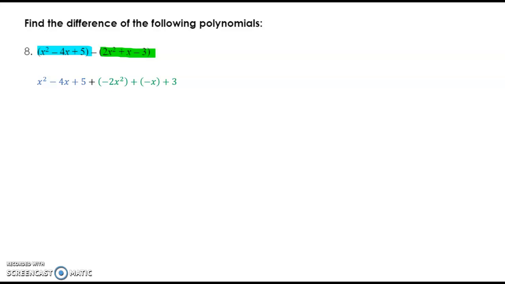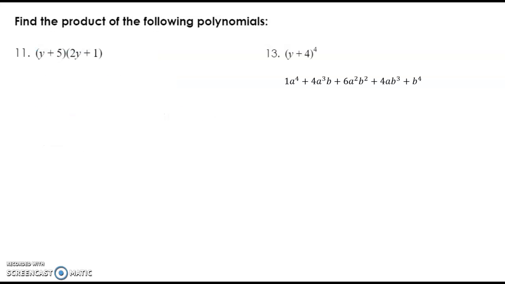So now I'm going to rewrite this with the like terms next to each other. And so I have x squared plus negative 2x squared next to each other. And then I'm adding negative 4x and negative x. And then my two constants at the end are 5 and 3. So once I combine like terms, I get negative x squared minus 5x plus 8. And that is my simplified polynomial. Also, at any point, if I'm going too fast, just feel free to stop the video and you can go through at your own pace.